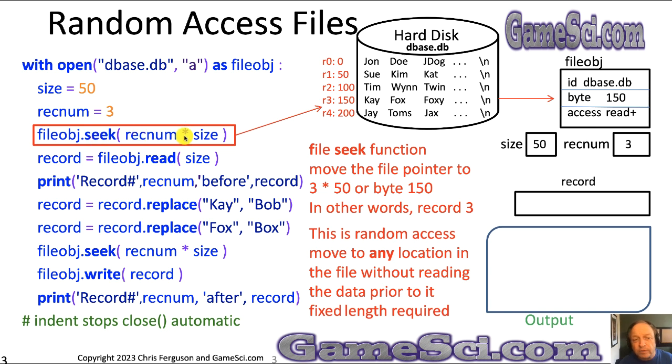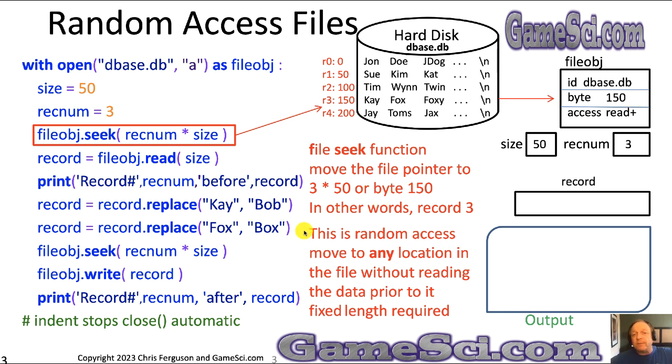fileObject.seek, record number times size. The seek function moves the file pointer to 3 times 50 or byte 150. In other words, record 3. Take a look at this. If I go to byte 150, I'm moving the read head of the file right to that K in kfox. And notice how the file object says move to position 150 of the file. That's what the seek does. It says seek to a very specific position in the file, so the next read will start at that position.